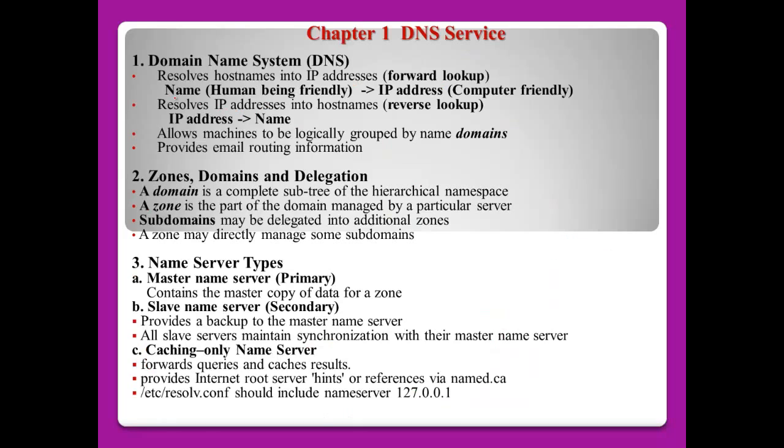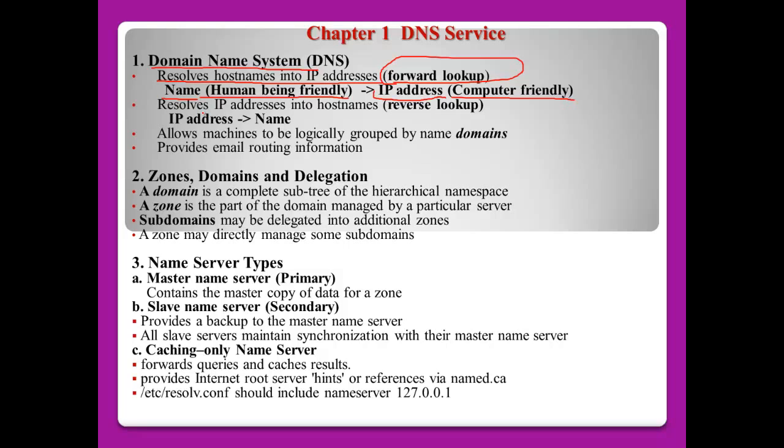Chapter 1, DNS service. DNS server is normally called just the Domain Name System. And the role of the Domain Name System is to resolve the host name into an IP address. We call this the forward lookup. For example, a domain name like www.chul.com will be resolved to an IP address, for example, 192.168.85, like this. And the IP is normally computer friendly and the name is human being friendly.